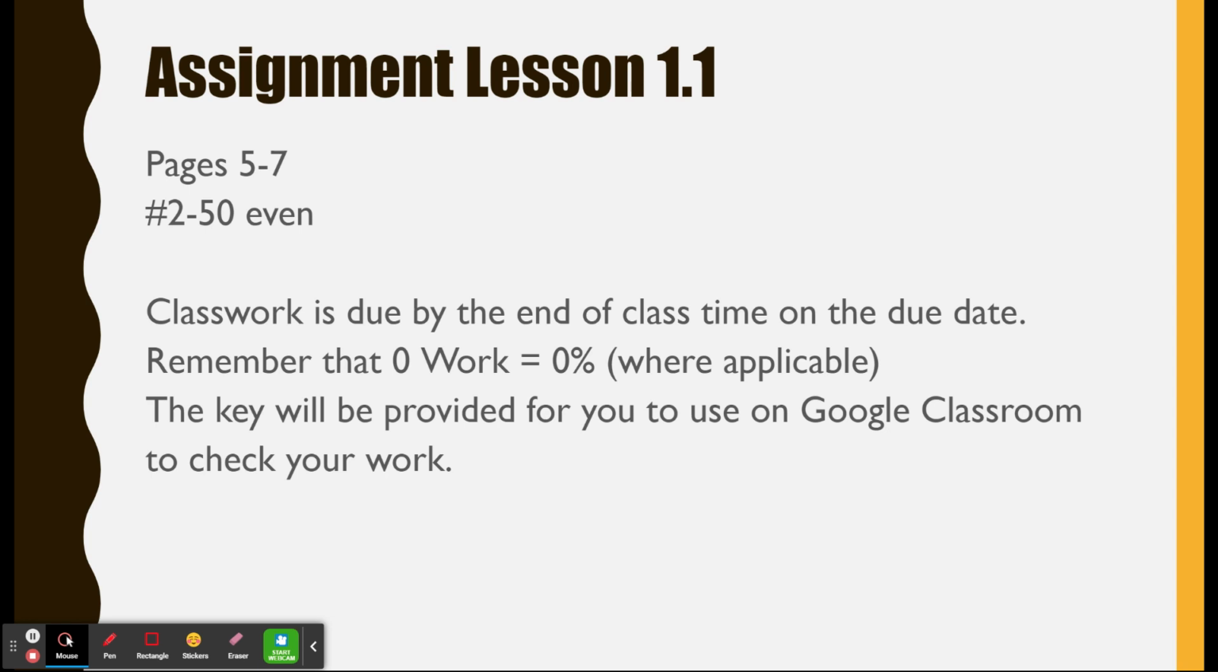Remember that if you show no work, you will get no credit where applicable. Some of these are predictions. And so when you do your work, when you write out your different predictions, when you try to make it match, please turn in that paper. So everything you do regarding lesson 1-1 should all be on the same piece of paper. I will provide an answer key for you, and that will be on Google Classroom. Please use it to check your work. Please do not just look at the answers and try to work backwards. It defeats the purpose of exercising your mind.